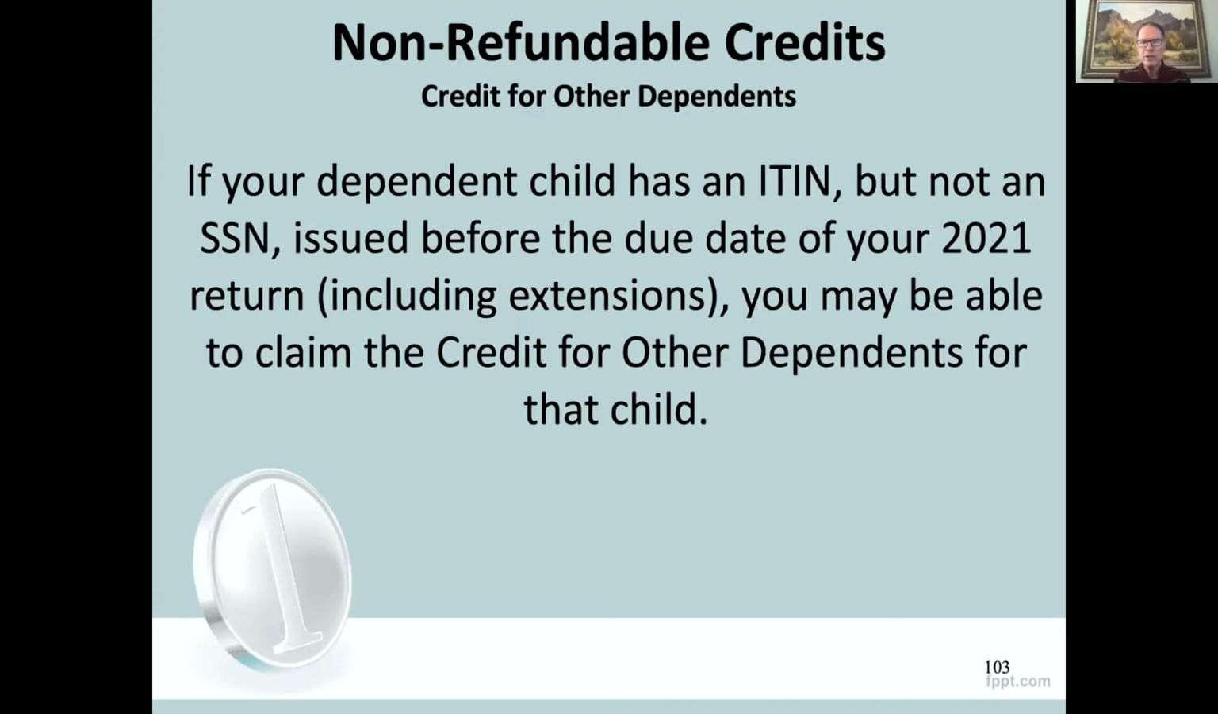They have credit for other dependents. So you might have a dependent child who has an ITIN number. They don't have a Social Security number. You could claim that child as a credit for other dependents. Now, are you going to get a credit of $3,000 like you would for a child tax credit? No. You're going to get a credit for other dependents, which is only $500. But that's better than zero.